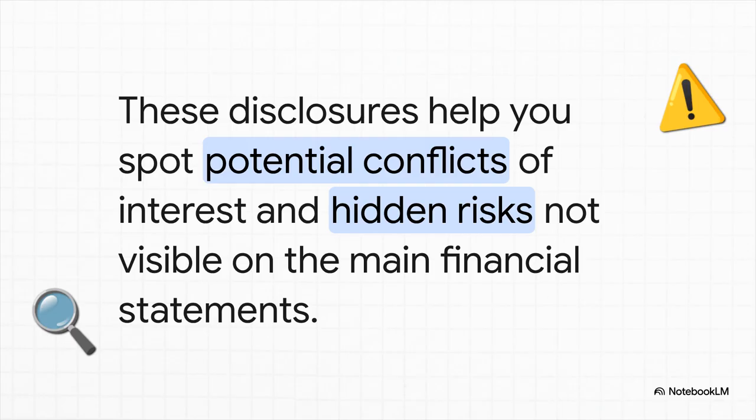IAS 24 gives you a powerful tool. It lets you dig into the footnotes of a financial report, where this stuff is usually hidden, and find the real story. You can spot potential conflicts of interest. You can see where profits might be getting shifted around. It helps you get the full picture that the big numbers on the income statement might not be telling you.